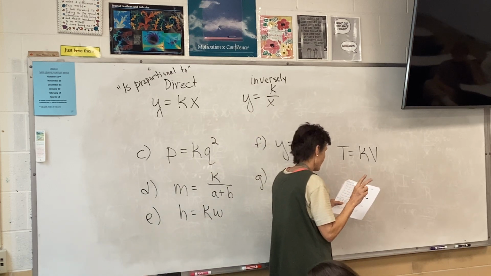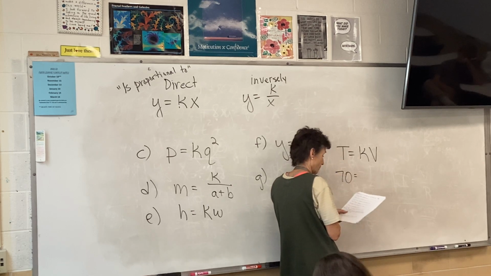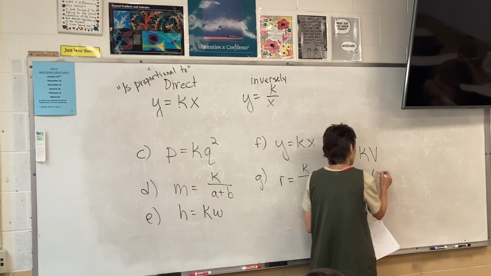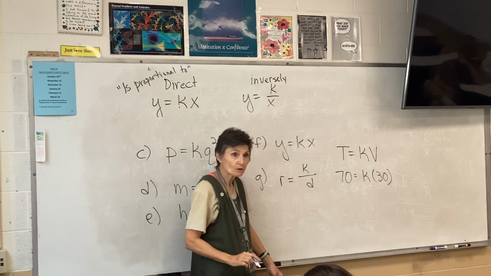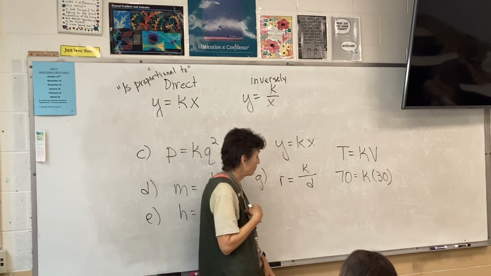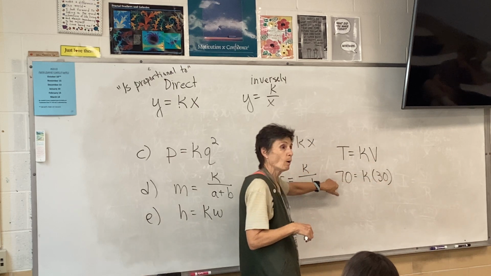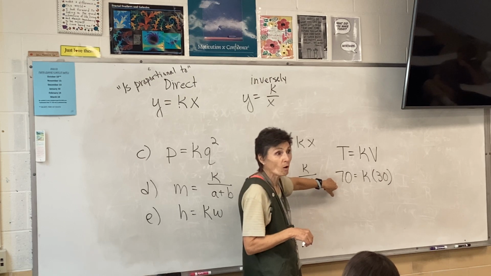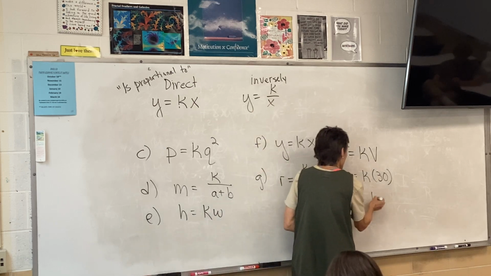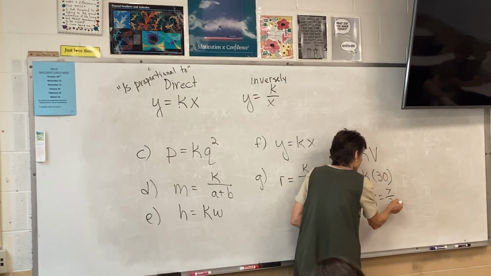Sentence 2. If the temperature is 70, the volume is 30. Now, do you see what I did? I took the equation that I wrote and I plugged in, the temperature was 70 and the volume was 30. Now, what am I going to be able to do with this equation? I'm going to be able to solve it and figure out what K is. So K equals 70 over 30, which is 7/3.